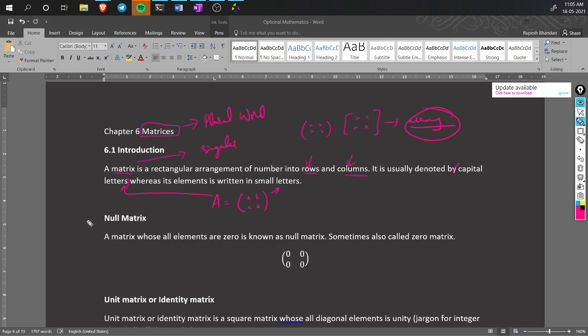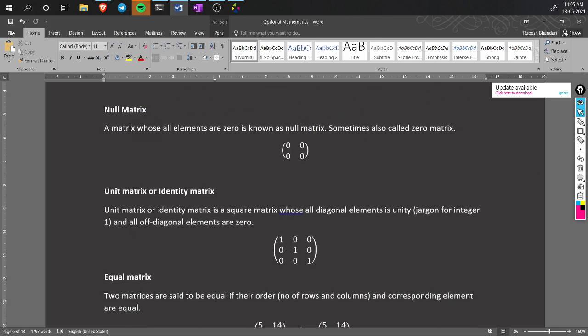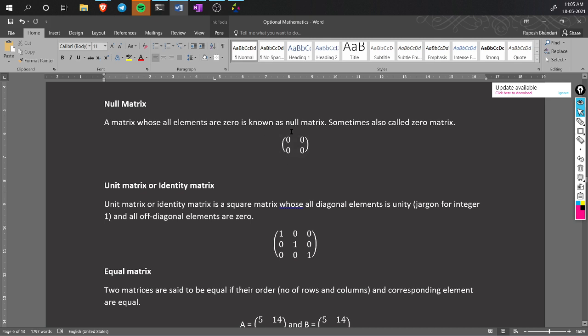There are different types of matrices. Some of them are, let's have a look. A null matrix is a matrix where all the elements are zero. Let's scroll down a bit. It's a zero matrix, which just means that everything will be zero here, as you can see. Everything over here is zero.